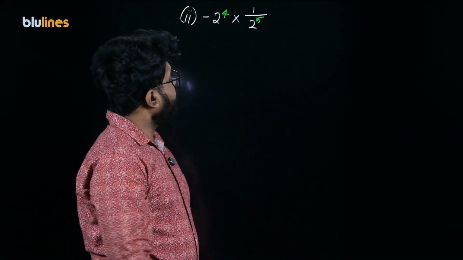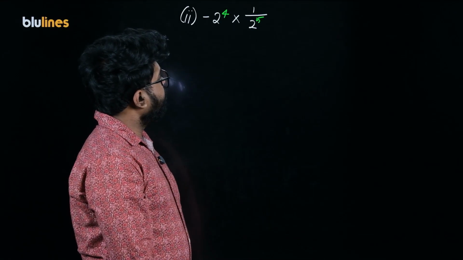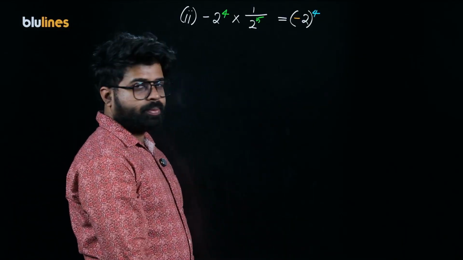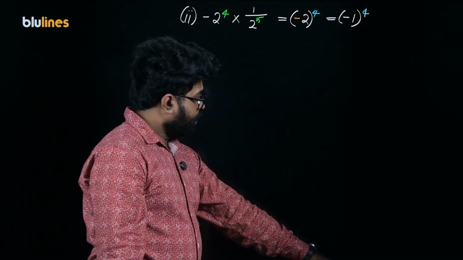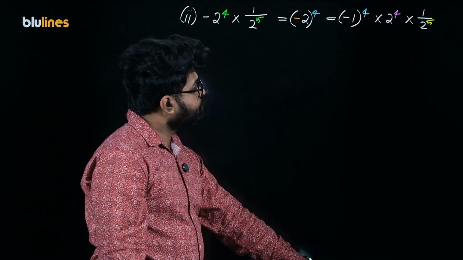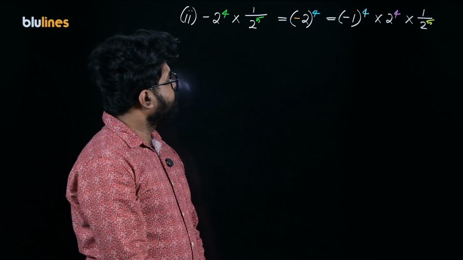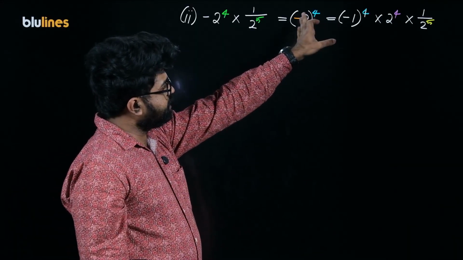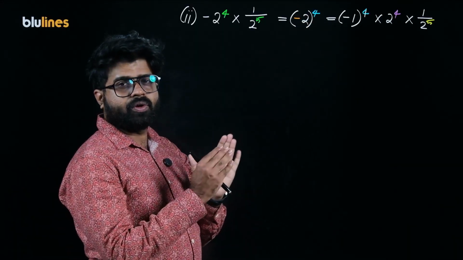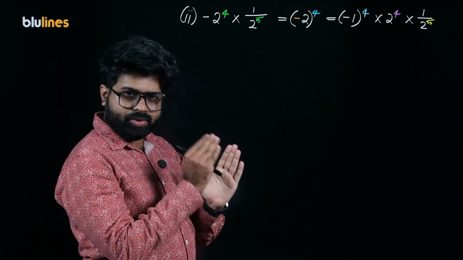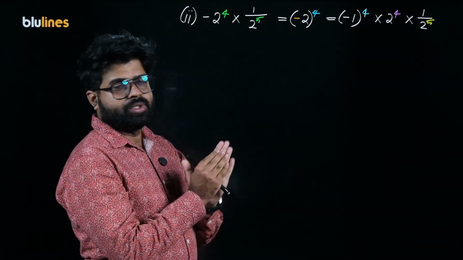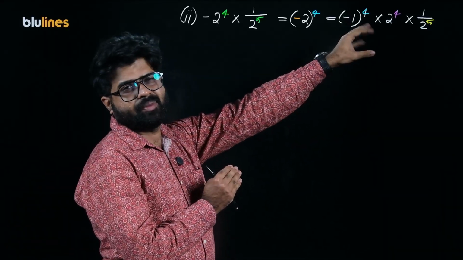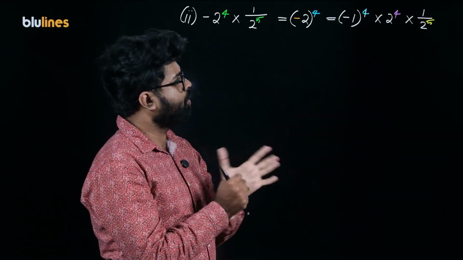Okay. Next one, minus 2 to the power 4 multiplied with 2 to the power 5. So this is equal to minus 2 to the power 4 into 1 by 2 to the power 5. Okay. Now this is negative 2 whole to the power 4. I have already said that negative 2 whole raised to 4 is also of the form negative 1 into 2 whole raised to 4. So negative 1 to the power 4, 4 is an even number, so the negative signs will cancel. I mean there will be no negative terms, we will always have a positive term.